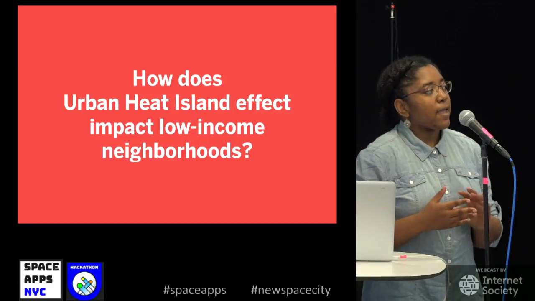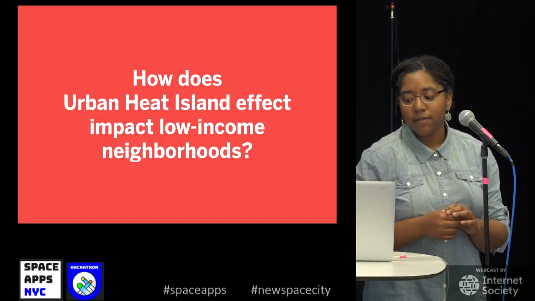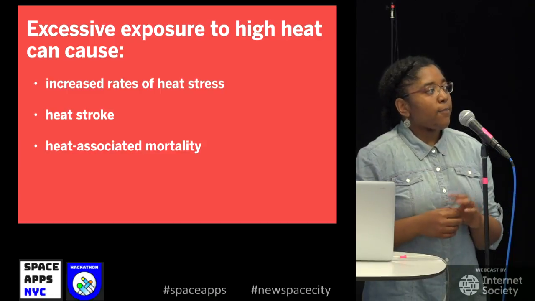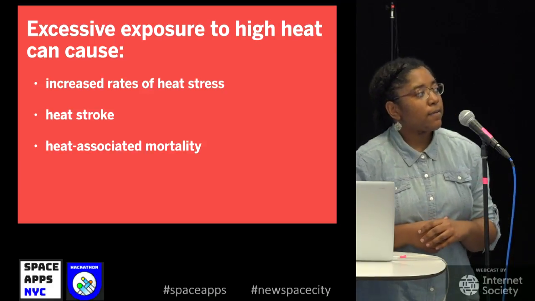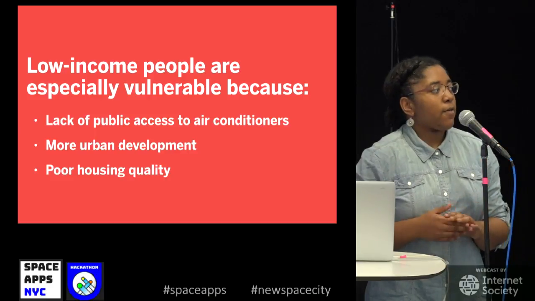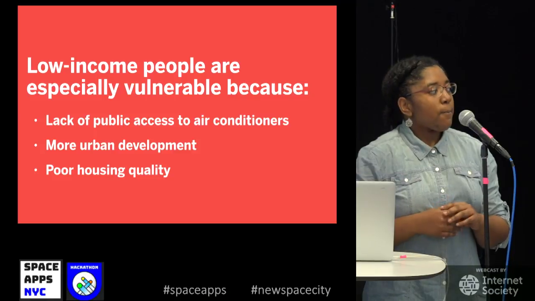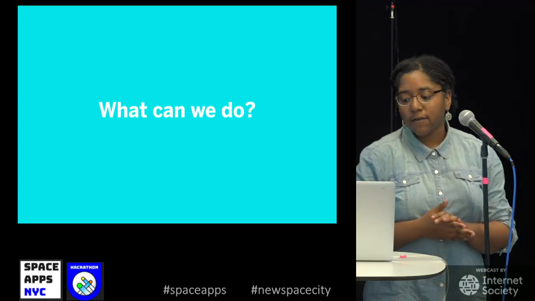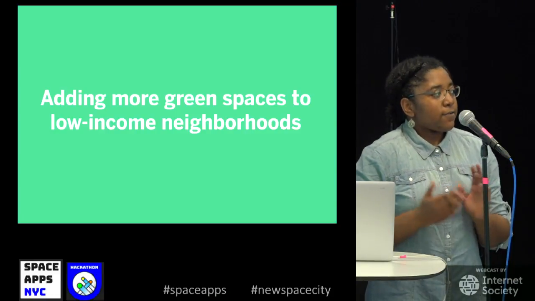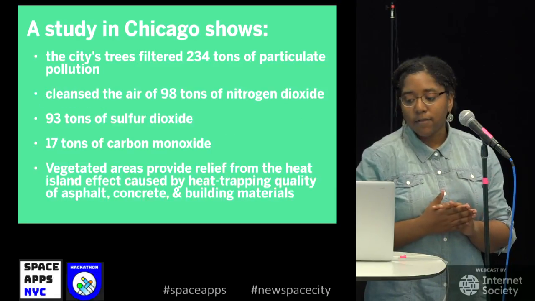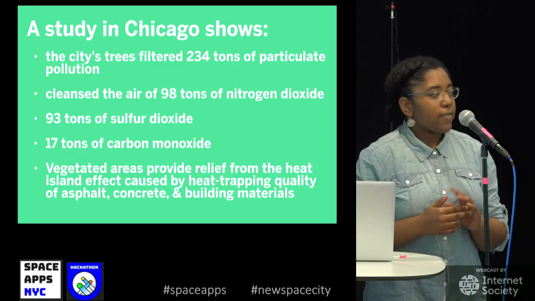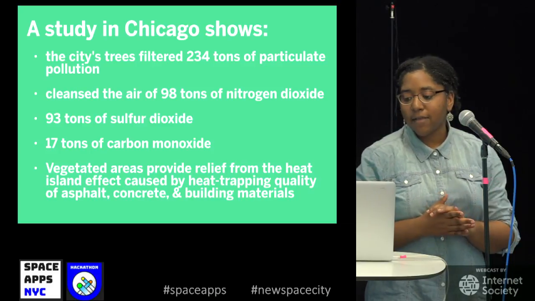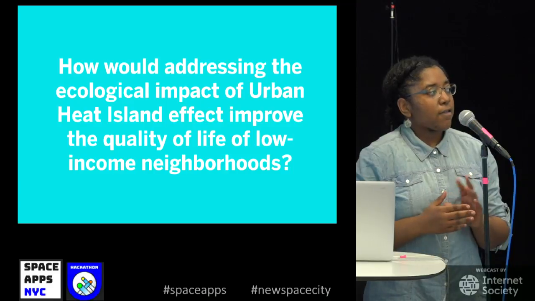So how does the urban heat island effect specifically impact low-income neighborhoods? In general, excessive exposure to high heat can cause increased rates of heat stroke and heat-associated mortalities. Low-income people are especially vulnerable because of their lack of access to air conditioners, more urban development due to gentrification, and poor housing quality in general. So what can we do exactly? We suggest adding more green spaces to low-income neighborhoods. A study in Chicago showed that vegetated areas provide relief from the heat island effect caused by the heat-trapping qualities of asphalt, concrete, and so on. So how would addressing the ecological impact of this phenomenon improve the quality of life in low-income neighborhoods?